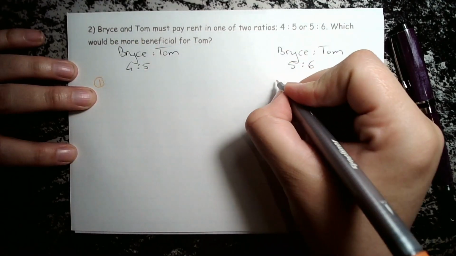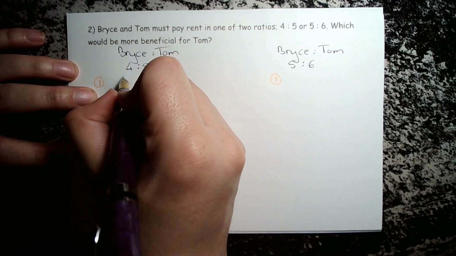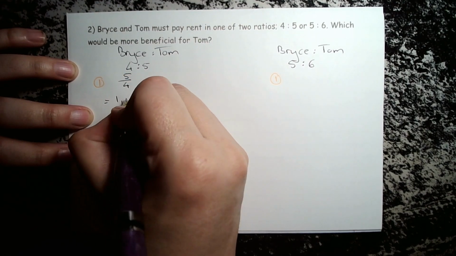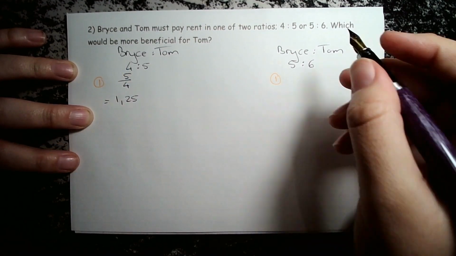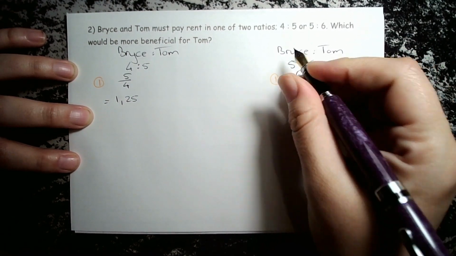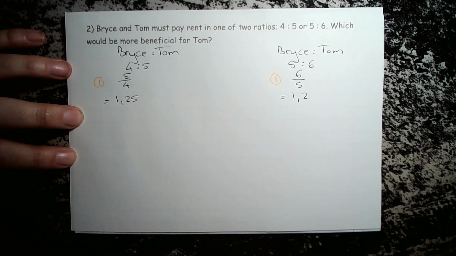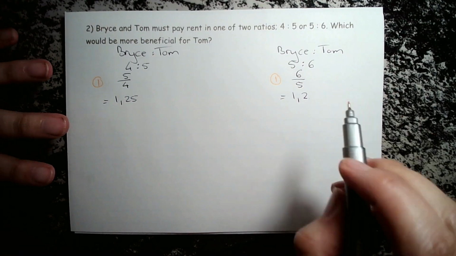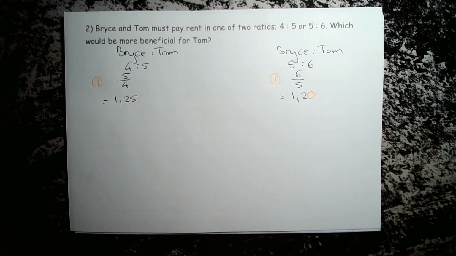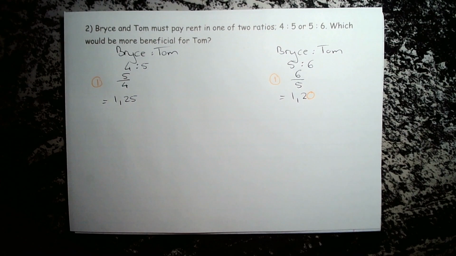So step 1, Tom is the second one. So we will do 5 divided by 4, and this will give us 1,25. On the second option, we will have 6 over 5, which will give us 1,2. Now, in order to compare this more easily, it's easier if we have the same number of decimal values, so we can add a 0 at the end there, and it doesn't change the value of the number, but it does just give us a visual, easier way of doing that.